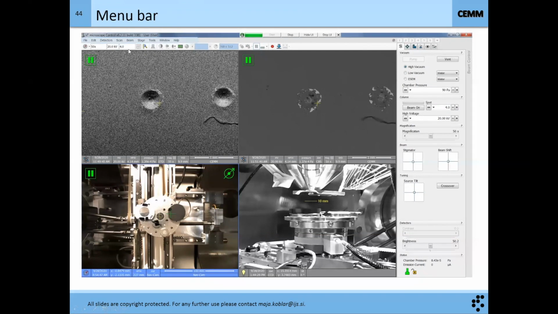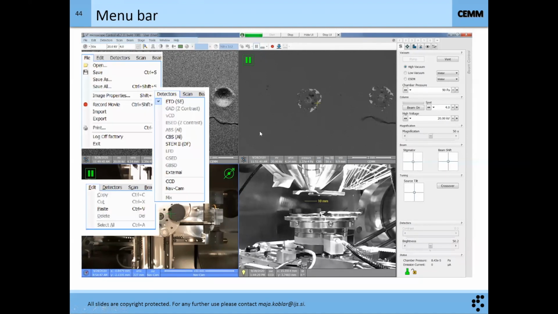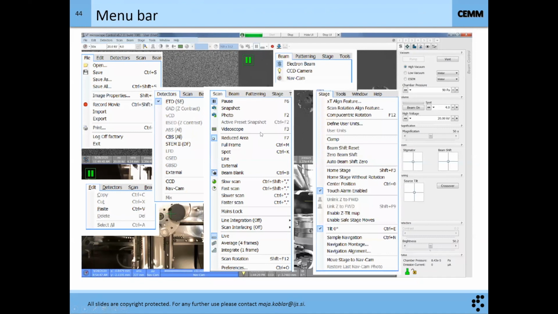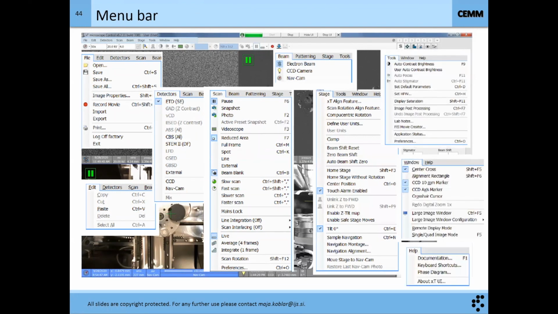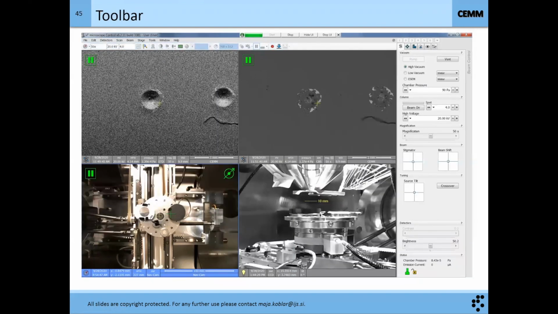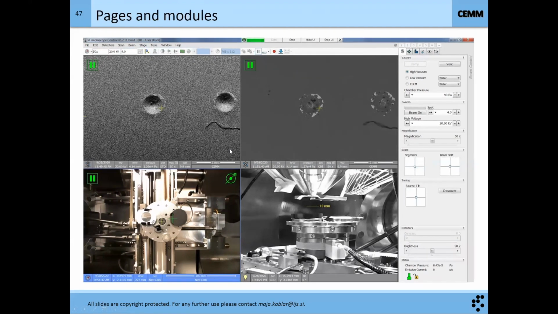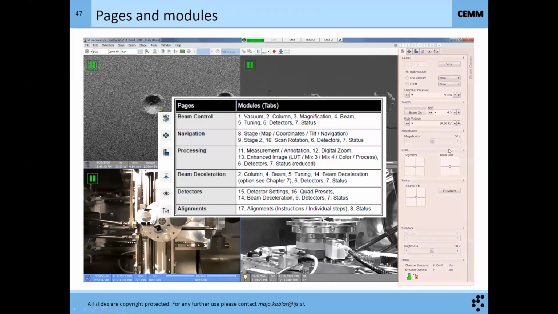In the menu bar, you will see that you can find a lot of things. So file, edit, everything. We will skip this because you will do this in your training. The toolbar, if you double click it, it moves to a round number. This is really useful. You have some tips and tricks that you will learn in the training.